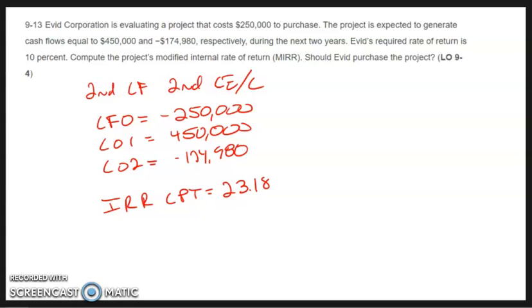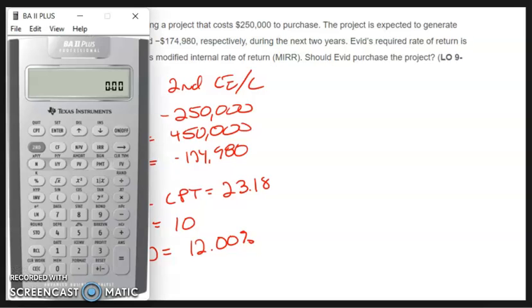And then on your calculator, if you go down arrow, you have RI, that's the reinvestment rate. You would enter the 10%, so 10 and enter, and MOD is the MIRR on your calculator, and you should get 12%. So let's see what happens on our calculator. The modified internal rate of return should always be between the required rate of return and the IRR.